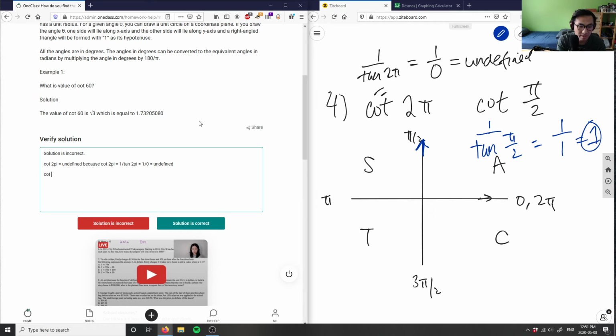And then if it was cotangent pi over 2, it would be equal to 1, because 1 over tangent, or sorry, cotangent pi over 2 equals 1 over tangent pi over 2, which equals 1 over 1, which equals 1. So the solution here is incorrect.